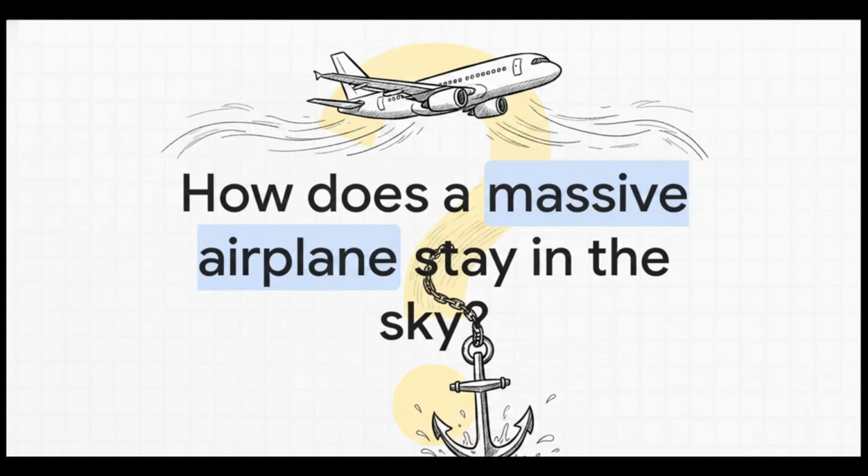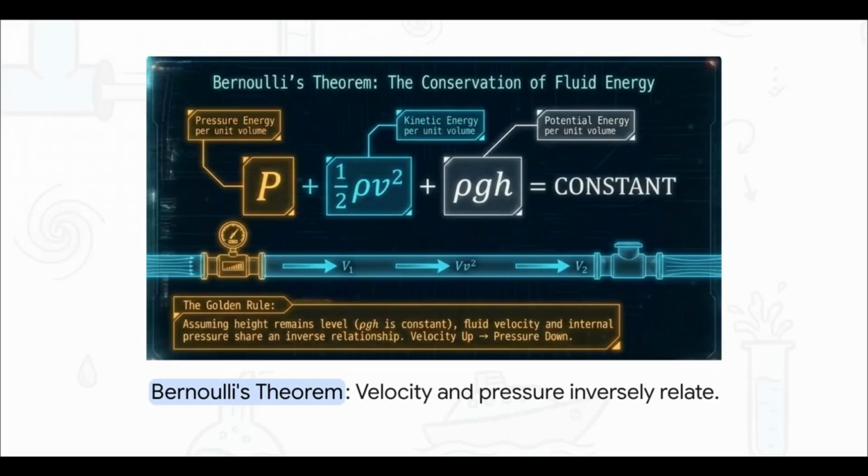volume through. But wait, before we completely drown in the complex math of moving fluids, let's anchor this in the real world. Let's ask a question that seems to truly defy gravity. How exactly does a massive 400-ton airplane safely stay up in the sky? Well, Bernoulli's theorem provides the golden rule to answer exactly that. It's basically just the conservation of energy applied to fluids. It states that the total energy, which is made up of pressure, kinetic energy, and potential energy, is always constant. So, assuming height remains level, meaning our potential energy variable isn't changing, fluid velocity and internal pressure share a strict inverse relationship.